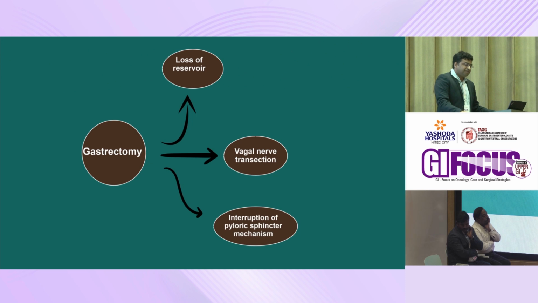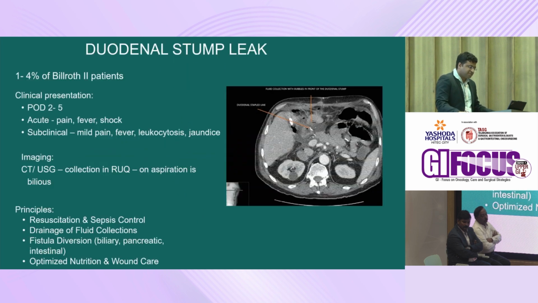So, why do all these complications occur? You have to understand the physiology of how these complications occur also. When you are doing gastrectomy, you are removing a reservoir, you are interrupting the pyloric sphincter mechanism. At the same time, you are transecting the vagal nerve and you disturb the continuity. So, all these could be the cause for these complications.